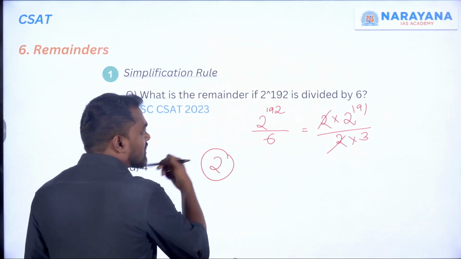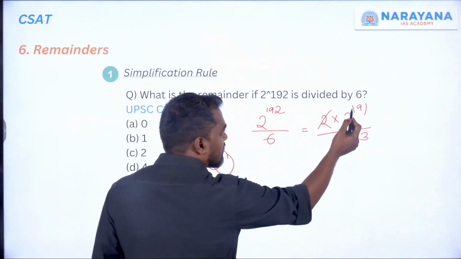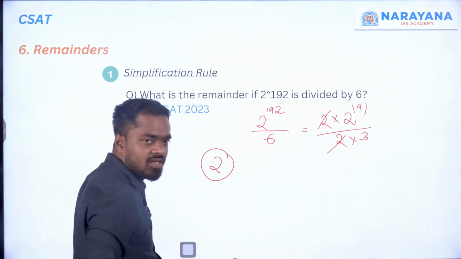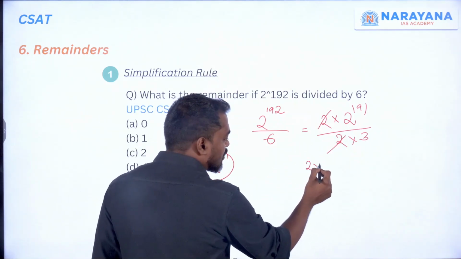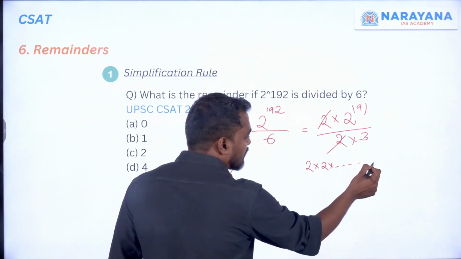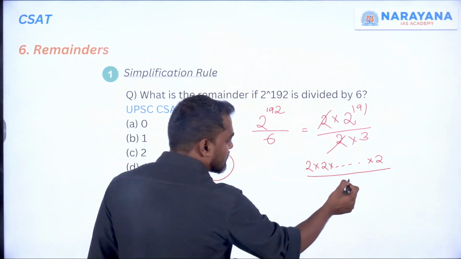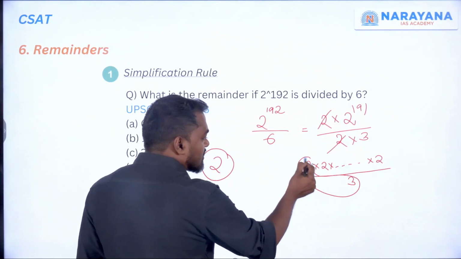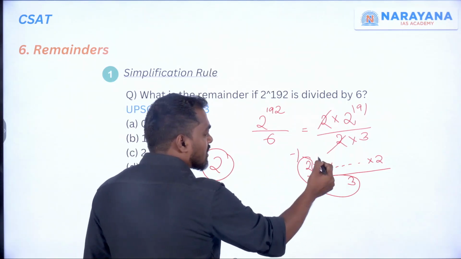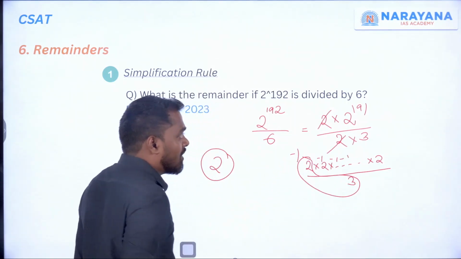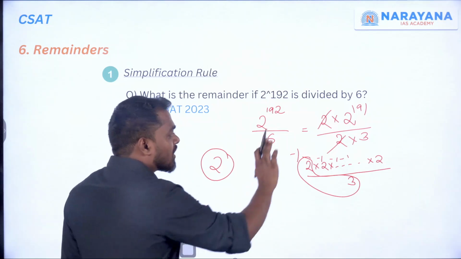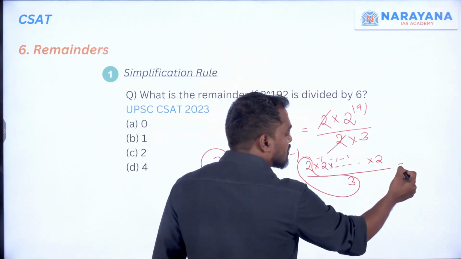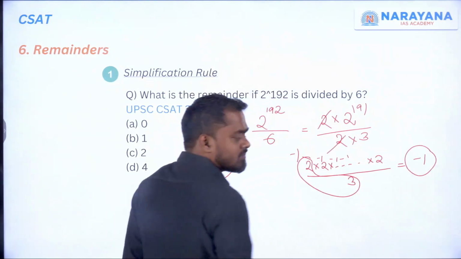Write these two separately. What is the remaining expression? 2 to the power 191 by 3. So this is nothing but 2 into 2 up to 191 times by 3. If you divide 2 by 3, what is the remainder? Minus 1. So in every case minus 1. How many times is minus 1 there? 191 times, an odd number. So your remainder is minus 1.